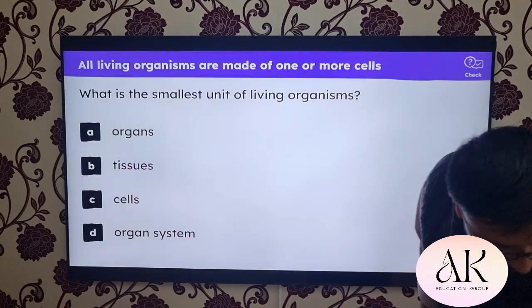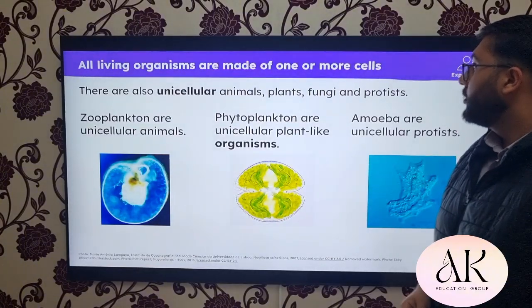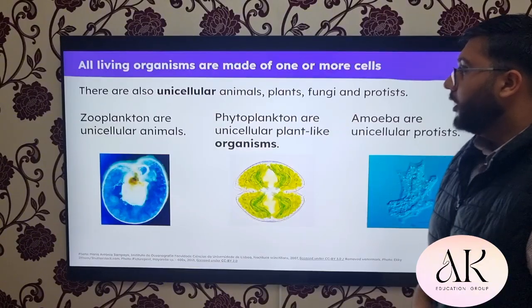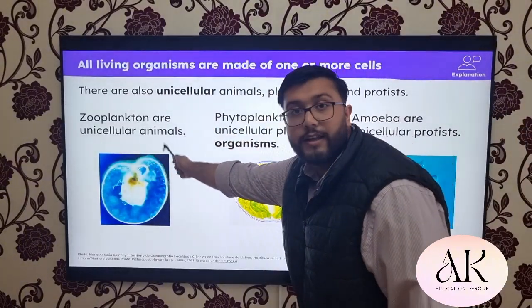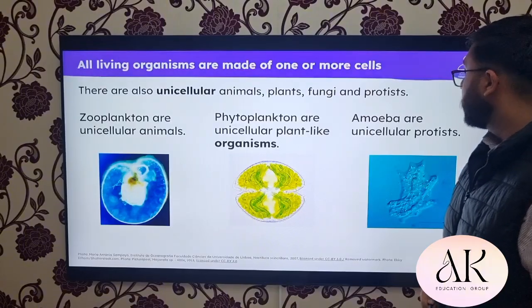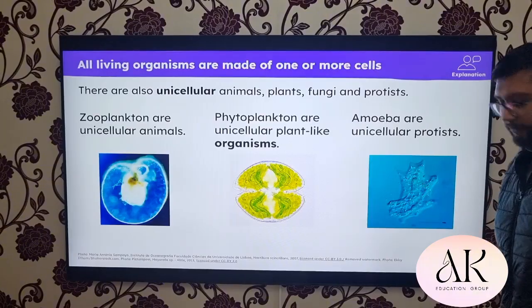And these are some more examples. If I just go back a slide, these are some more examples of animal, plants, fungi and protists which are unicellular. You've got your zooplankton, which are unicellular animals. You've got phytoplankton, which are unicellular plant-like organisms. And just here you've got your amoeba, which are unicellular protists.